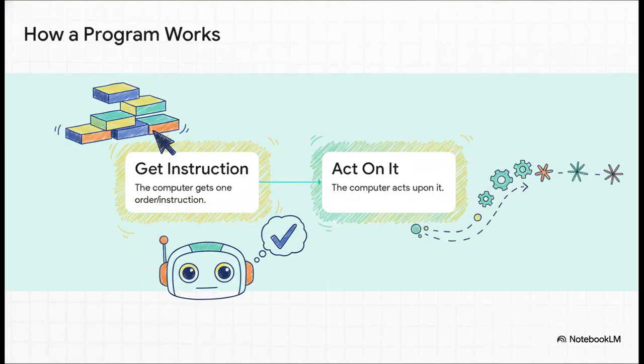So, how does the computer follow that recipe? Well, it's actually super straightforward. It takes just one single order, one line from your instructions, and it does exactly what that line tells it to do. Then it moves on to the next one and the one after that. It's not magic, it's just a really fast and obedient follower, one instruction at a time.